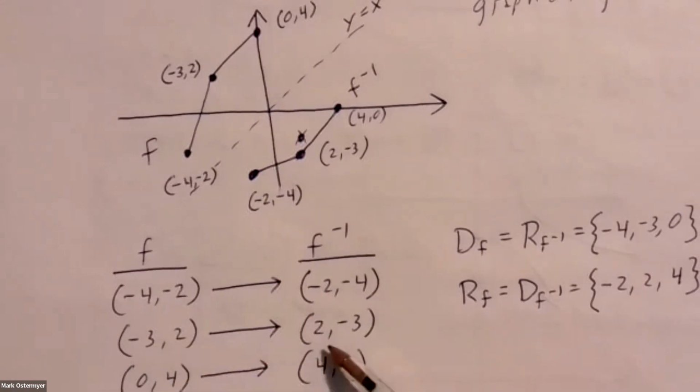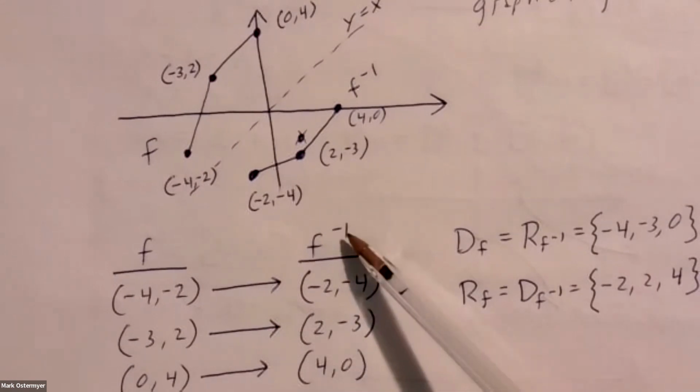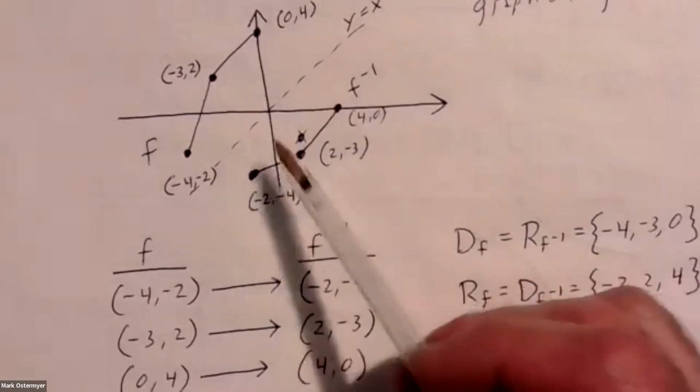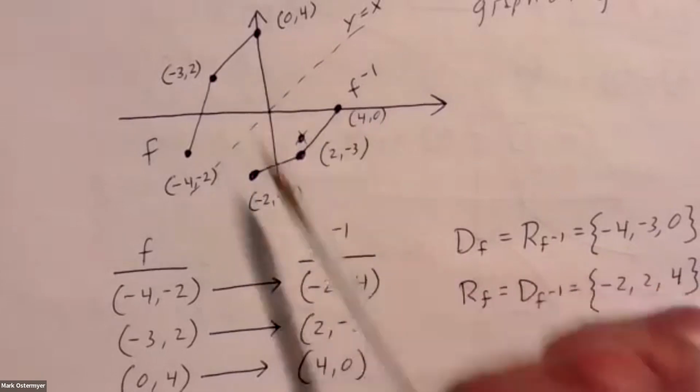-3, 2 becomes the point 2, -3 on the inverse function. 0, 4 becomes the point 4, 0 on the inverse function. So all you have to do is plot those new points, and you get this graph here.